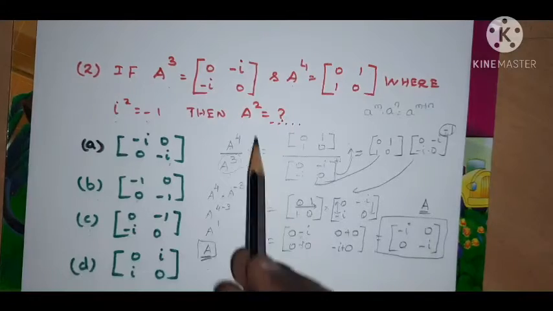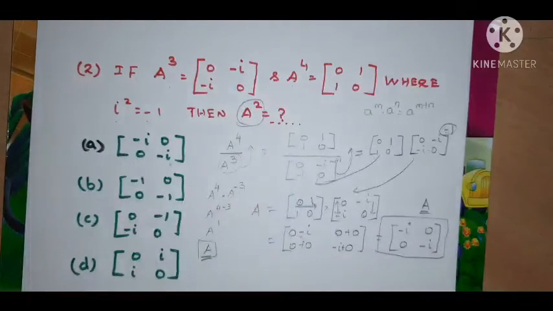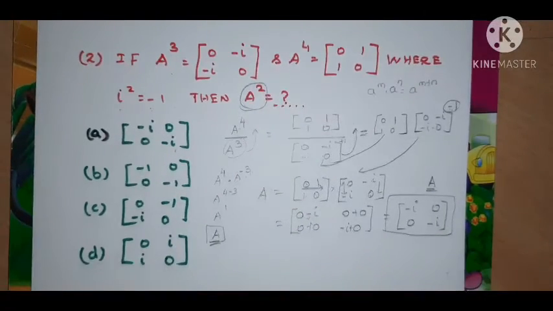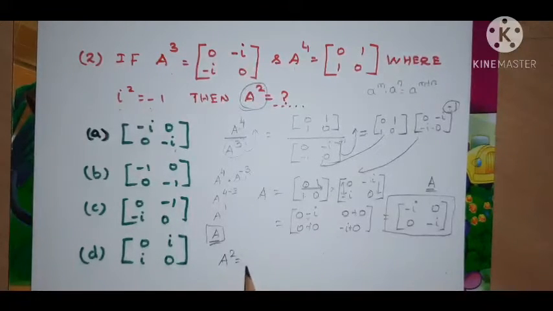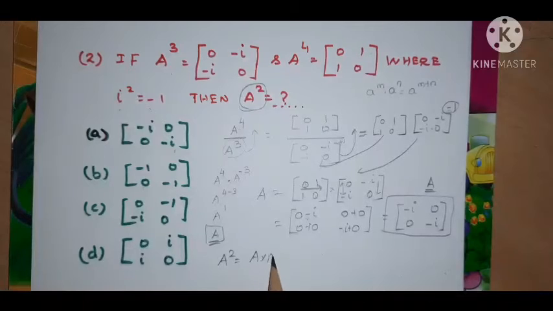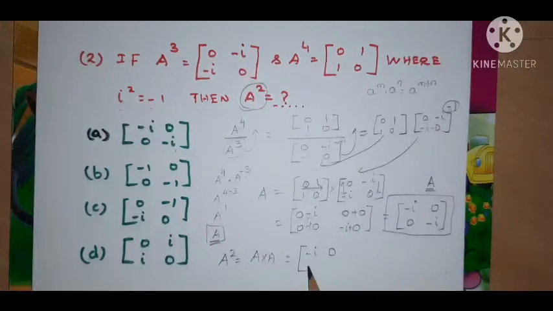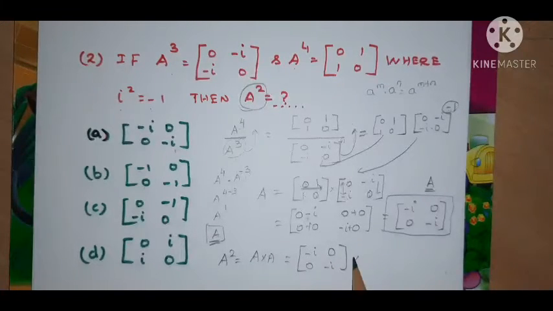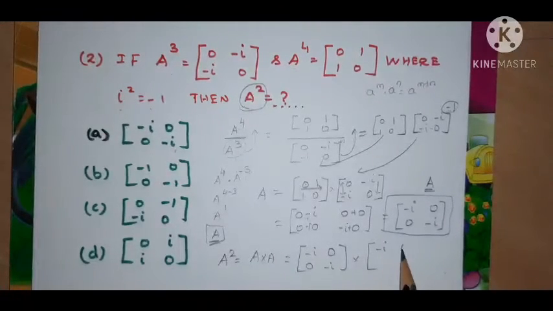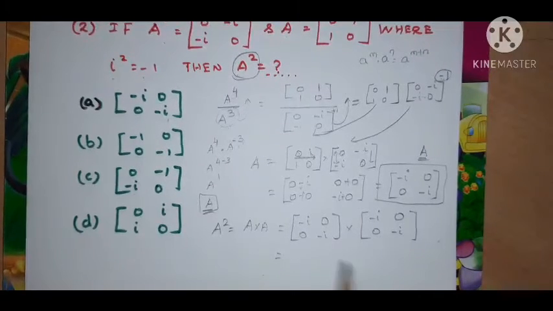But what exactly do we need to find? We need to find the value of A squared. So we have to square this value. So A squared is equal to A into A, which is equal to, what is the A value? Minus i, 0, 0 minus i into minus i, 0, 0 minus i. Now multiply these two and then we'll get the value, right?